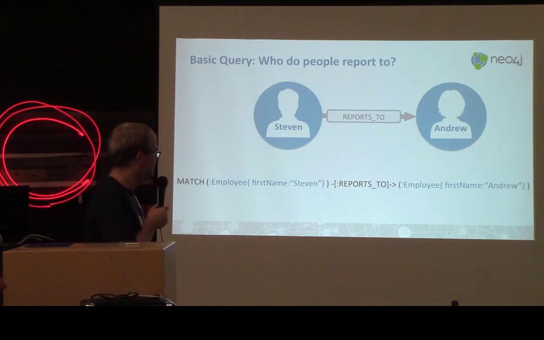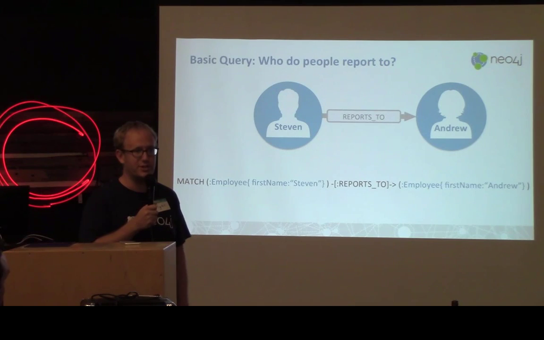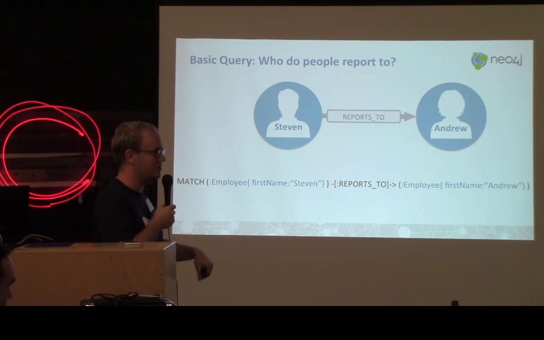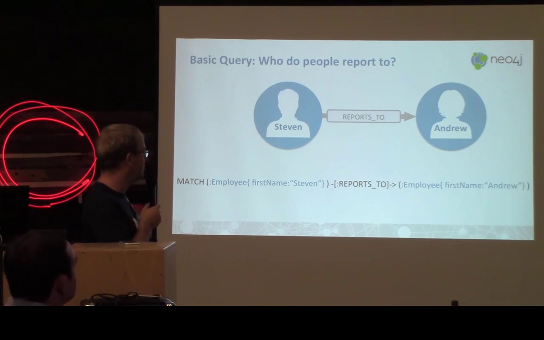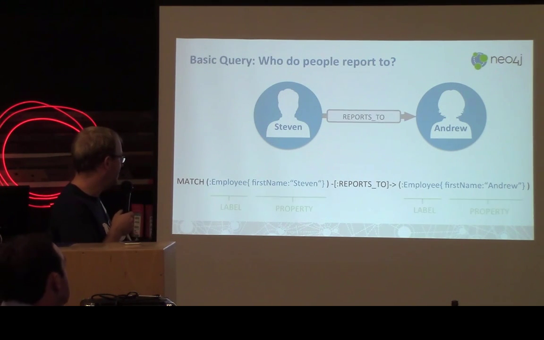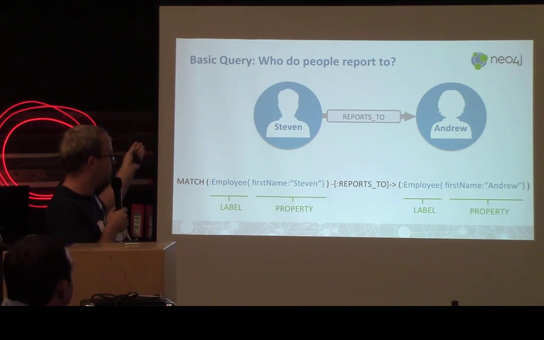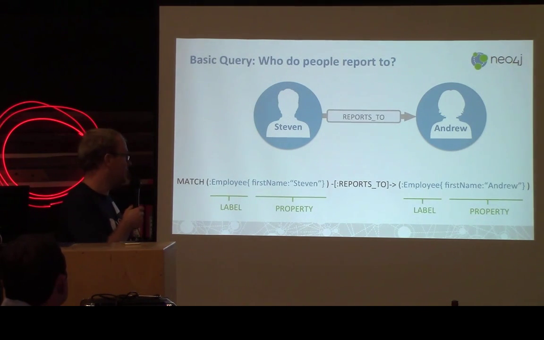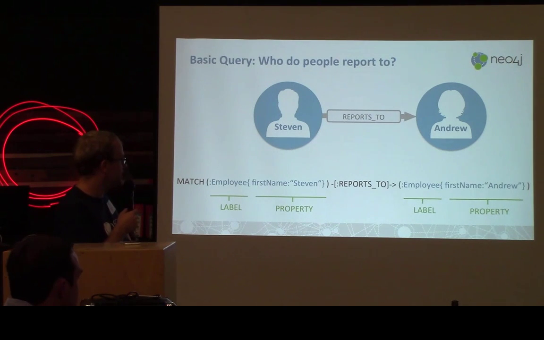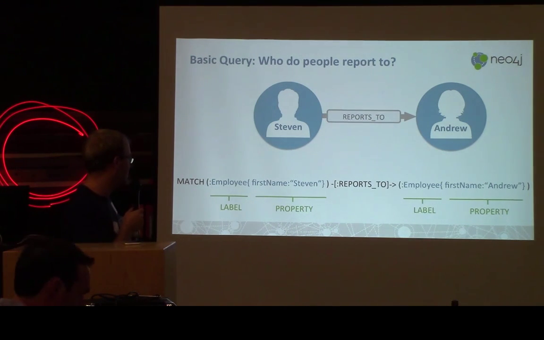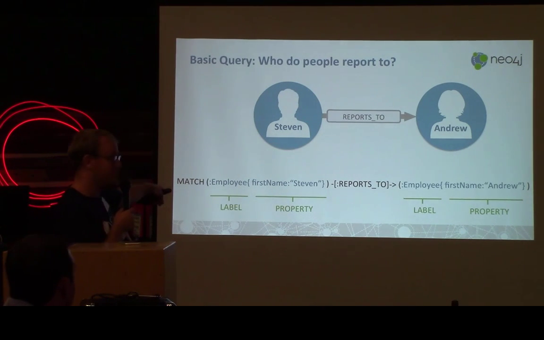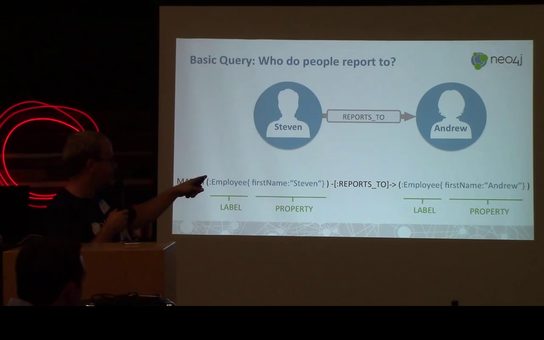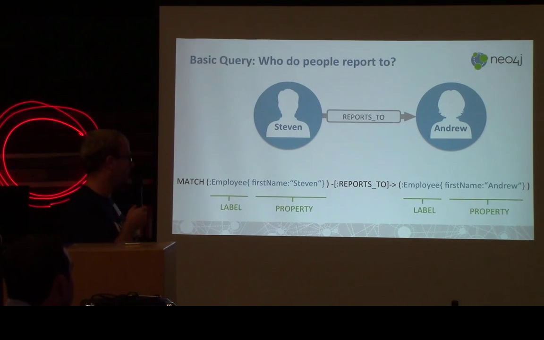So the Cypher query language basically allows you to run queries on your graph data. So you've stored your graph data, and we're going to show you how you store it here soon. But after your graph data is stored, you can run queries. And this is a very simple one here. So let's say our graph contains Steven reports to Andrew, and we want to match that exact relationship. Now this is a little bit cheating because we know that's in the graph, and we're going to do a query that matches just this, but we're going to say match the employee labels, so the objects that are employees, with the first name of Steven, and then you can see it has the relationship reports to in the directional sense to an employee whose first name is Andrew.